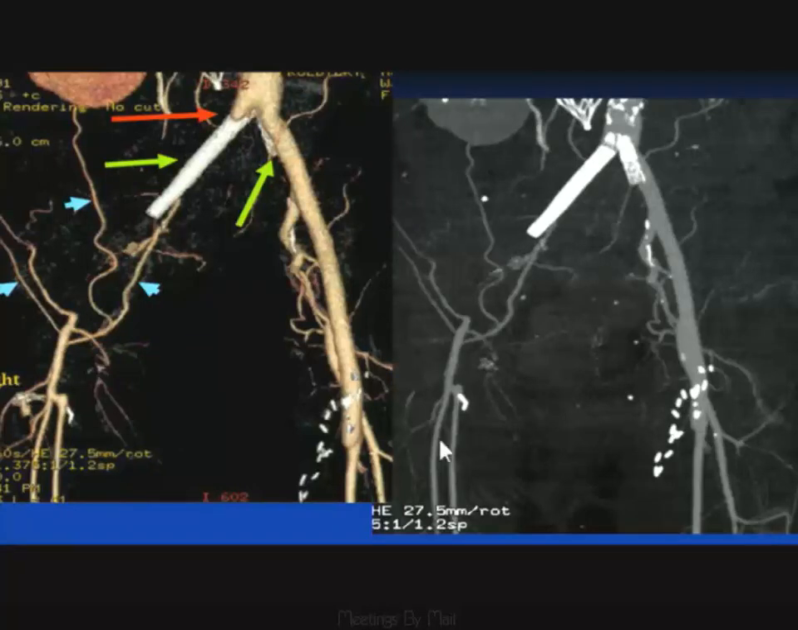So here's this same patient. Here we are with a volume rendered display, and here we are just with a MIP display. And so we're aiming to demonstrate the graft occlusion as well as the collateral circulation and what's reconstituted and what it looks like.